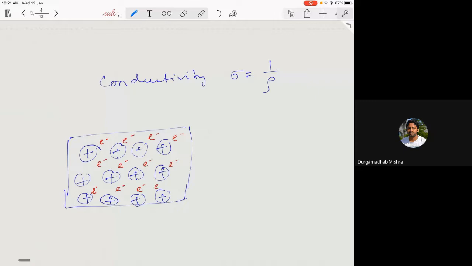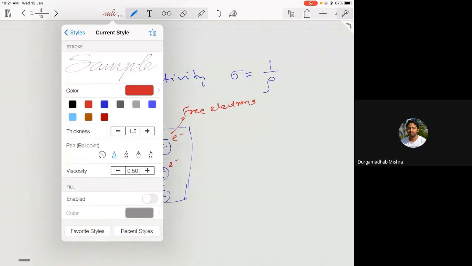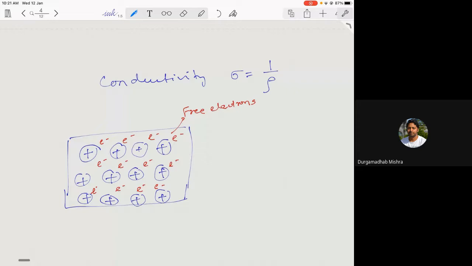And these electrons are the free electrons, so they are not bound anymore to the ionic core or any lattice, so they are free to move, and these loosely bound electrons basically contribute to the conductivity of the material. They are responsible for the conductivity of the material.